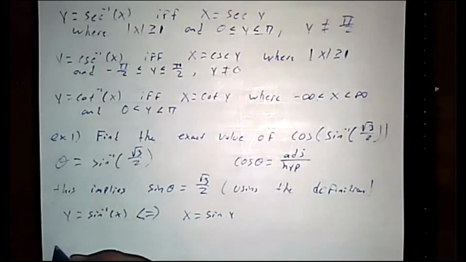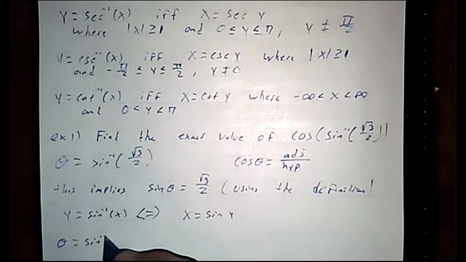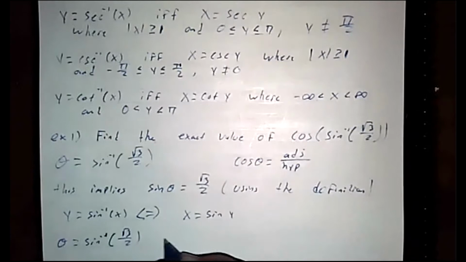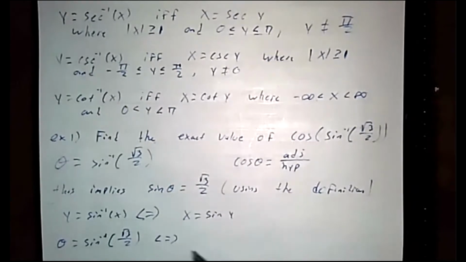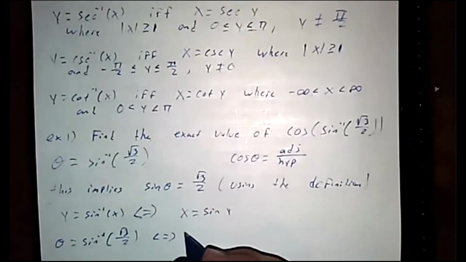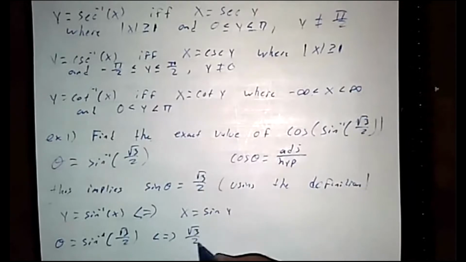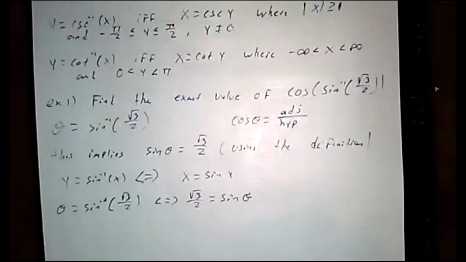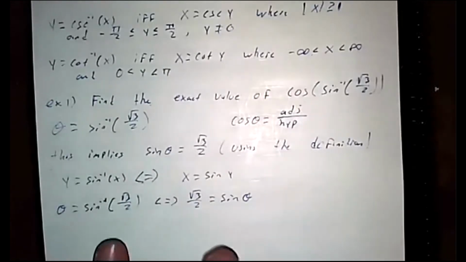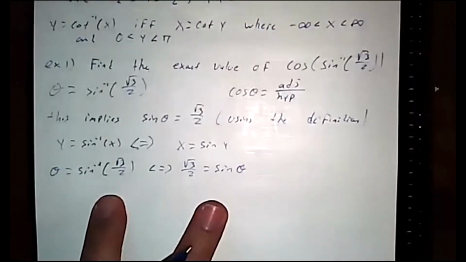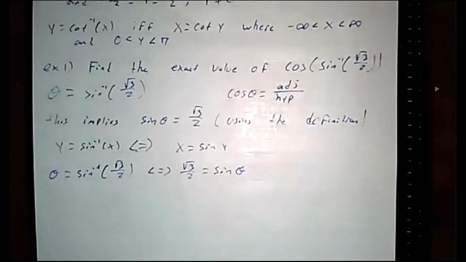So I'm going to do it one more time. So I have this. Maybe it makes more sense with the definition right above it. That would mean that there exists a square root 3 over 2 that is equal to sine of theta. So this right here is the definition being applied. That's why I got this. Okay.